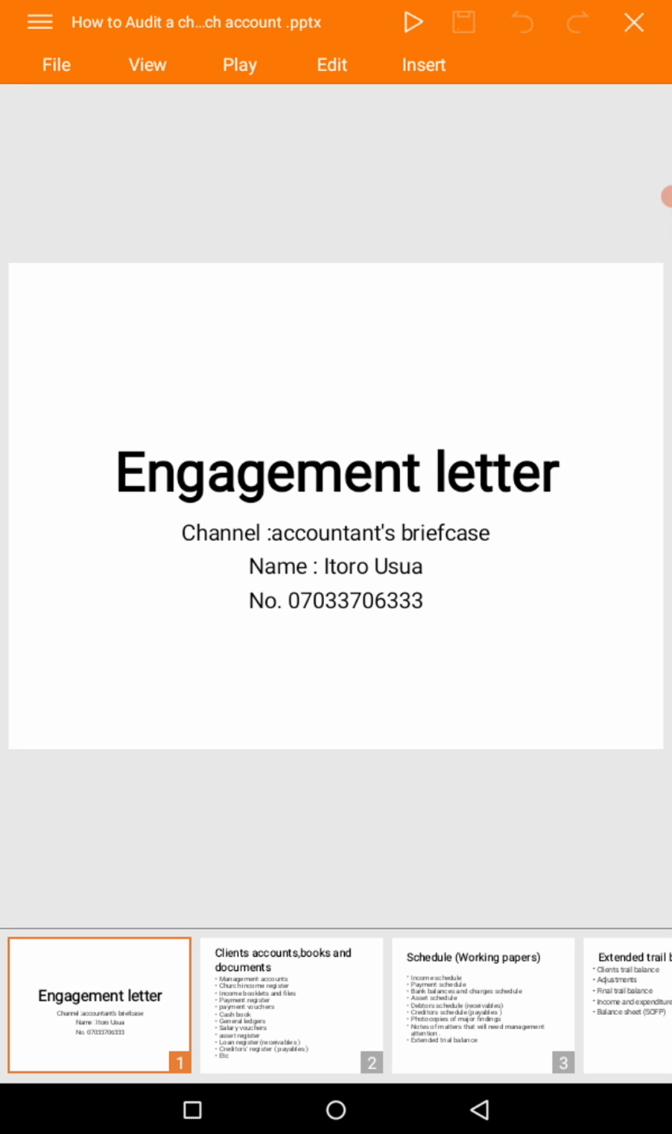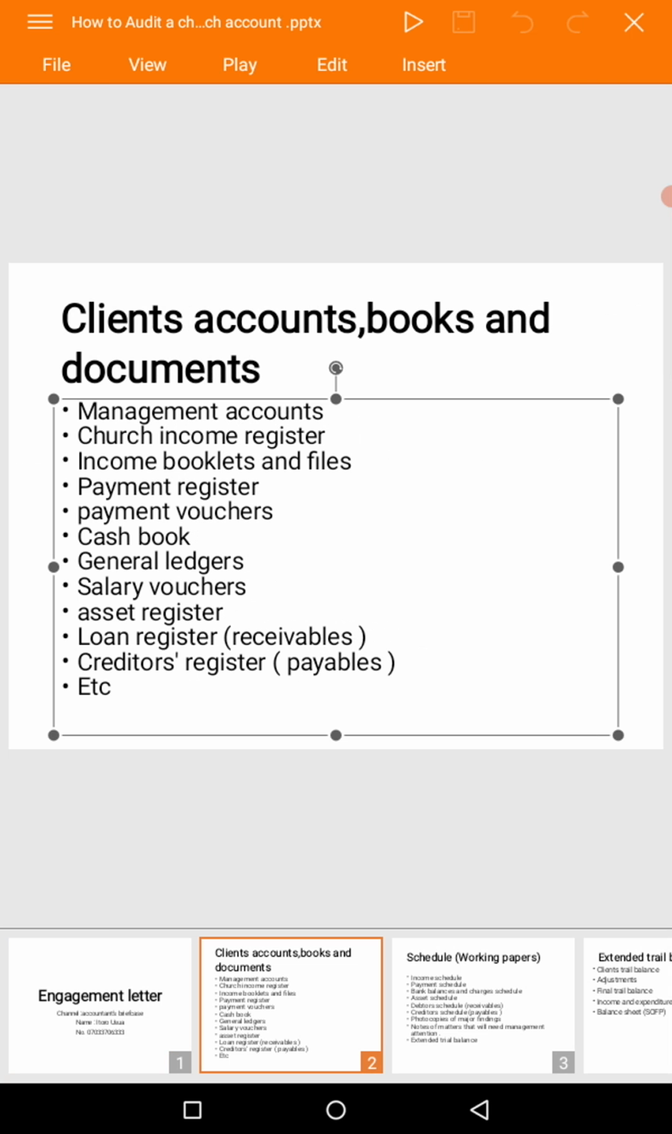The next thing, after the engagement letter has been given to the client, is that a date will be fixed. Okay, in two weeks I'm coming myself, the auditor, and two of my staff to commence the audit job. After that, the next step is when I get to the client's office.